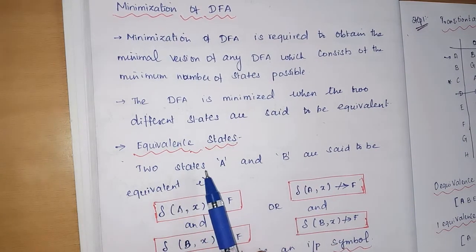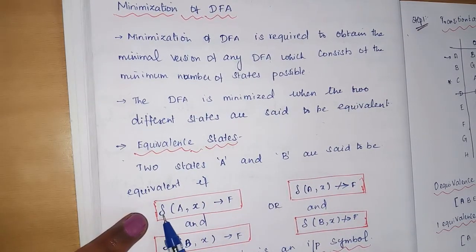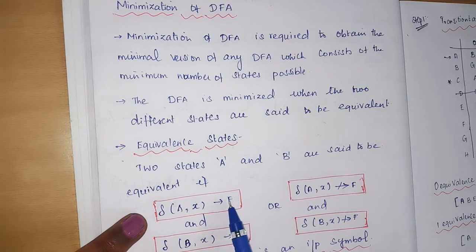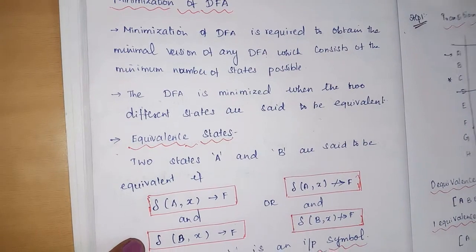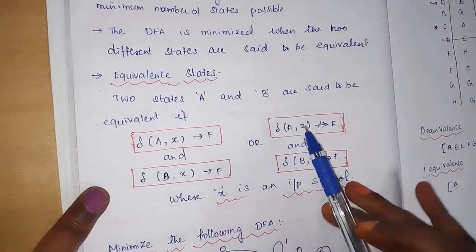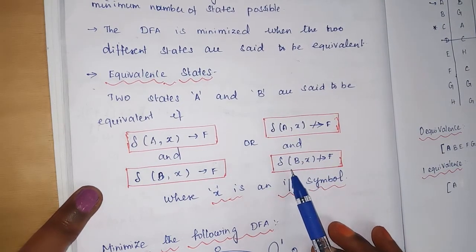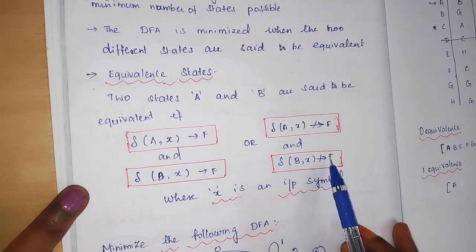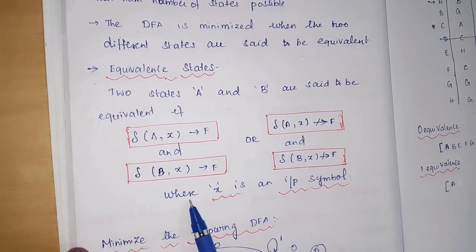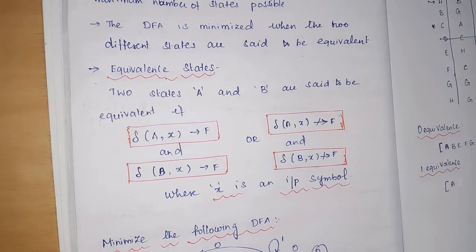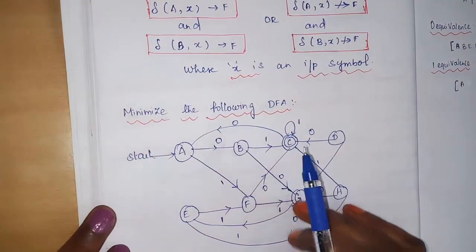Two states A and B are said to be equivalent if the transition function of A on X goes to a final state and the transition function of B on X goes to a final state, or the transition function of A on X goes to a non-final state and the transition function of B on X goes to a non-final state, where X is an input symbol. This will be clear when you solve the particular problem. So here, minimize the following DFA.